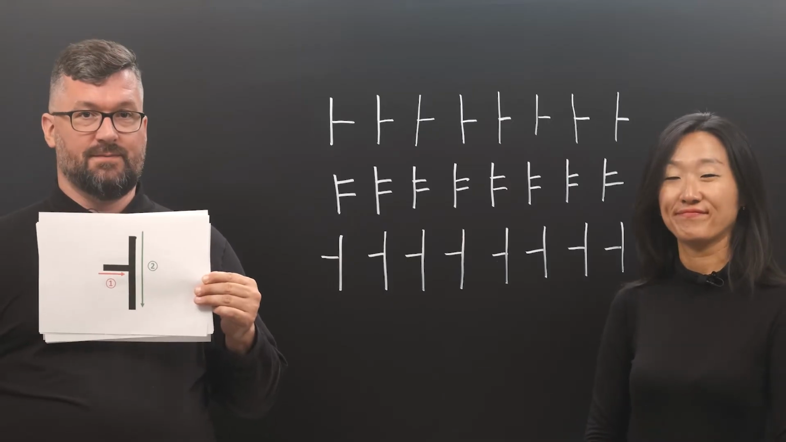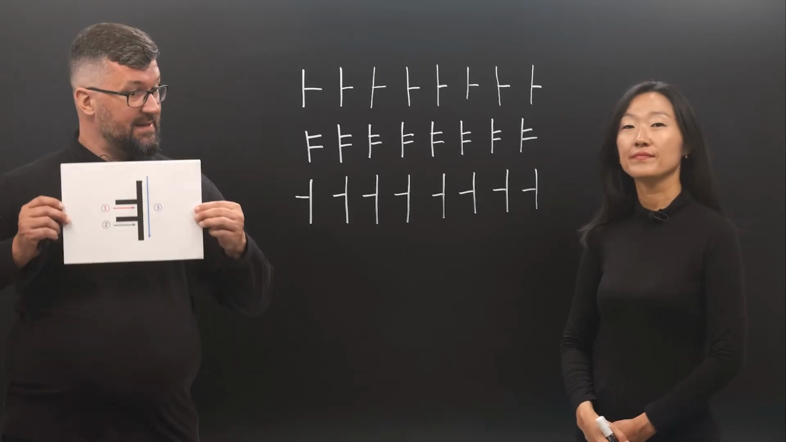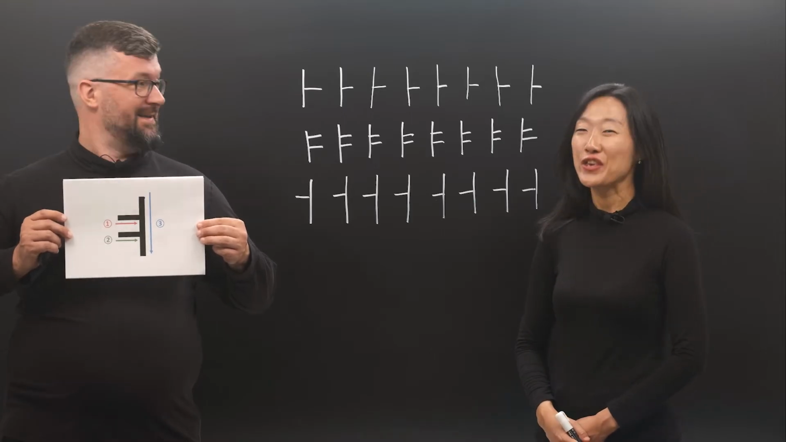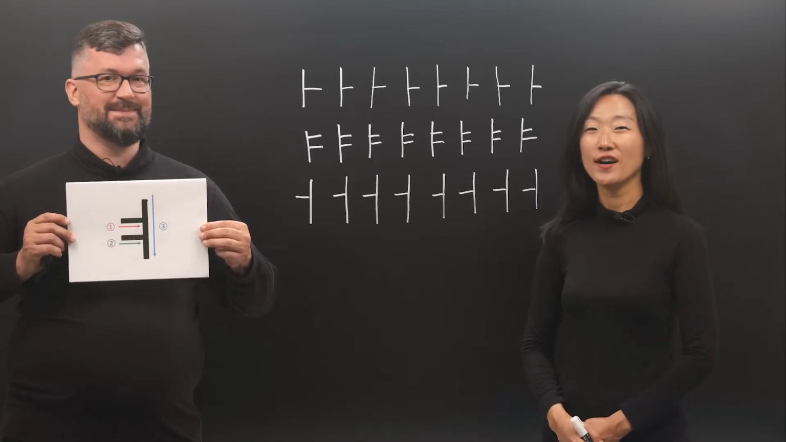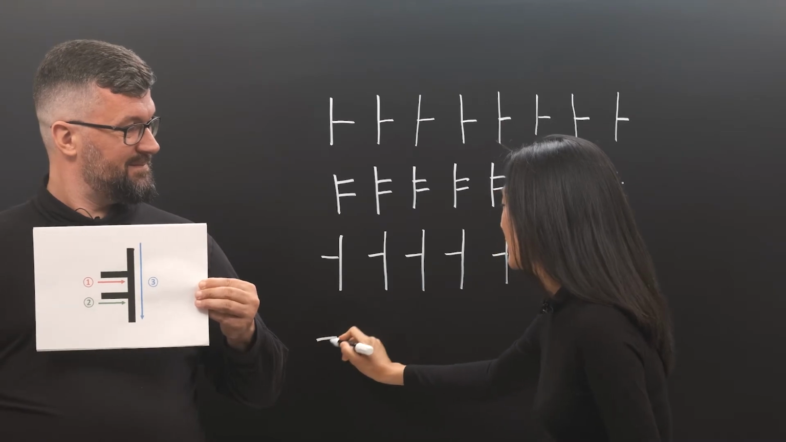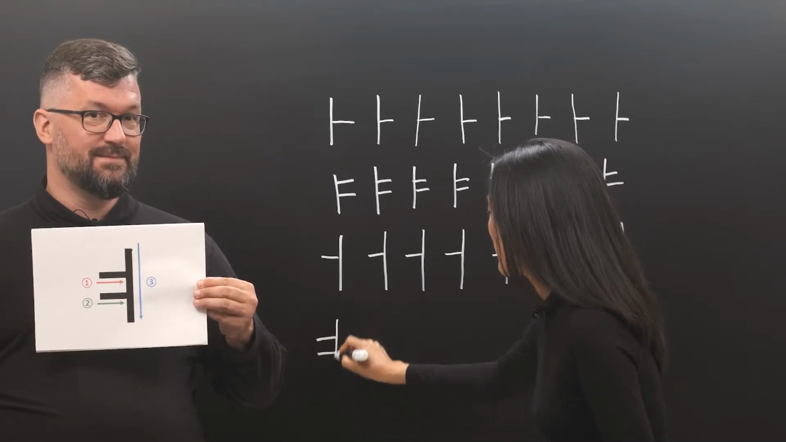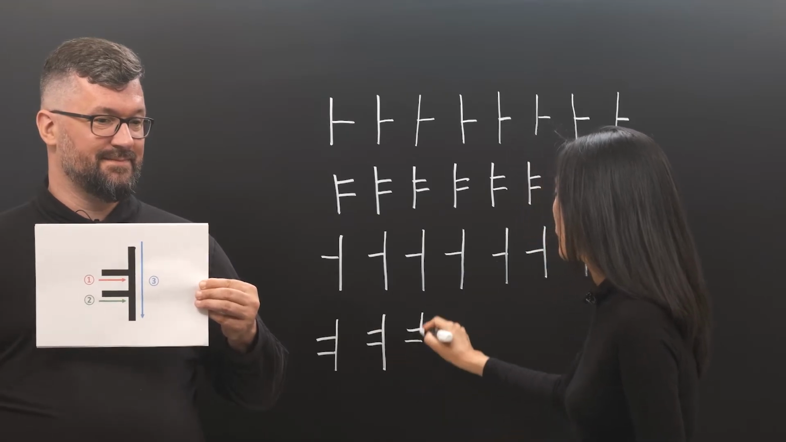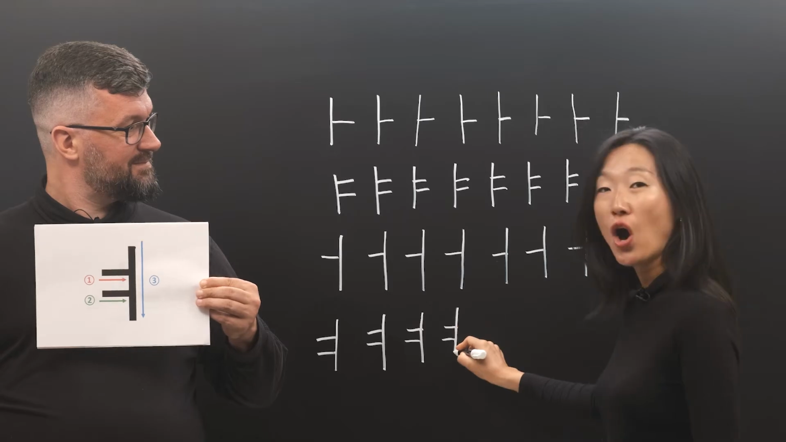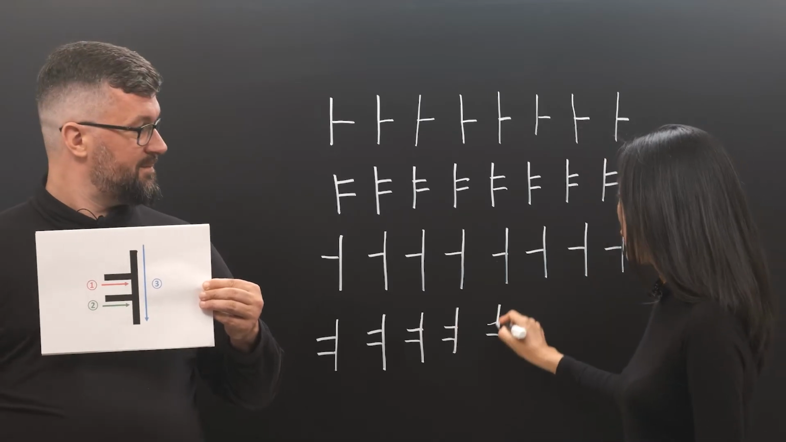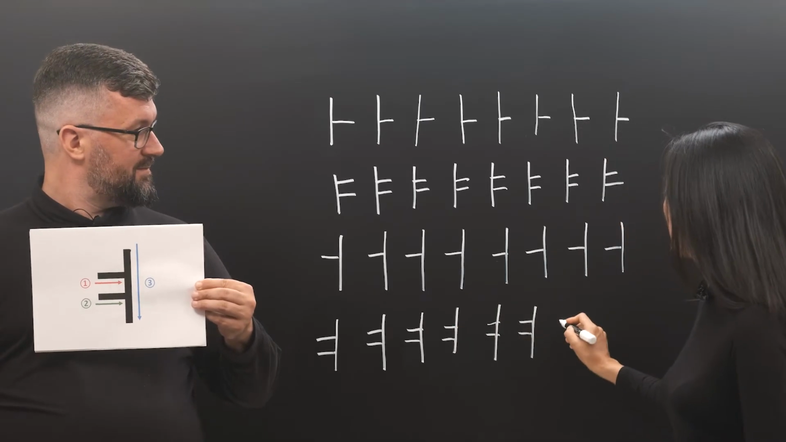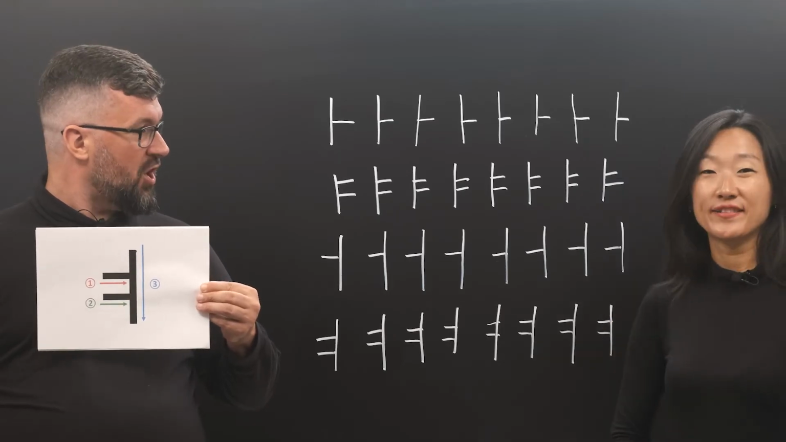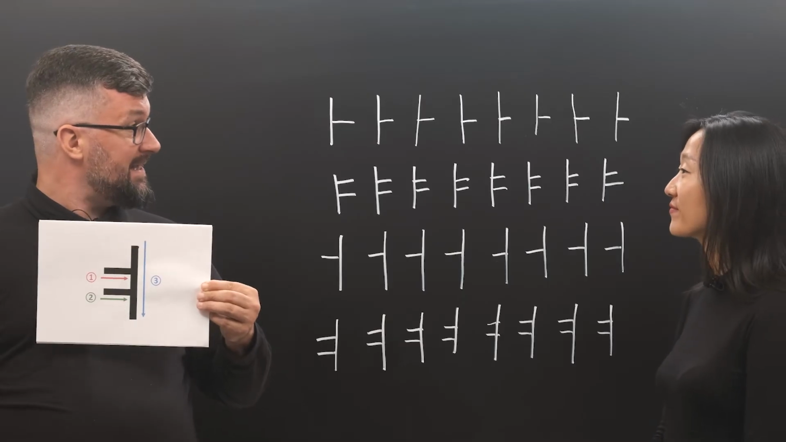The next vowel is... can you guess? Yo. From left to right, from top to bottom. 1, 2, 3. Yo. So yo follows the same principle as ya.